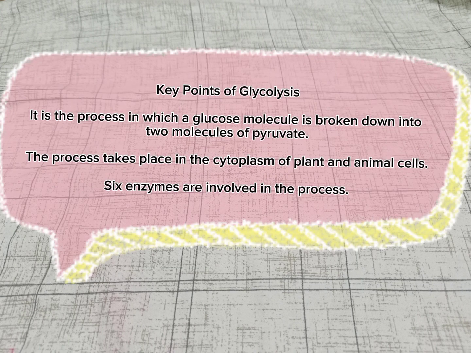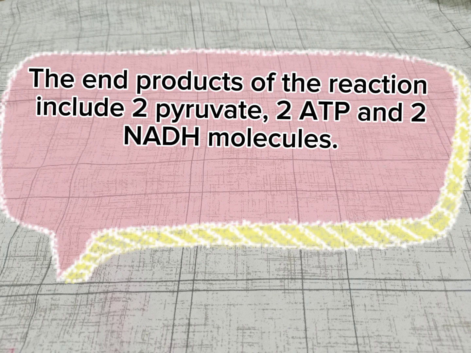Key points of glycolysis. It is the process in which a glucose molecule is broken down into two molecules of pyruvate. The process takes place in the cytoplasm of plant and animal cells. Six enzymes are involved in the process. The end product of the reaction includes two pyruvate, two ATP, and two NADH molecules.